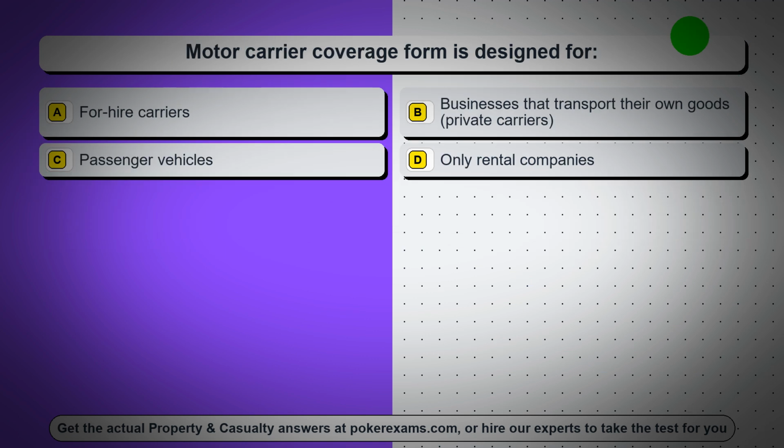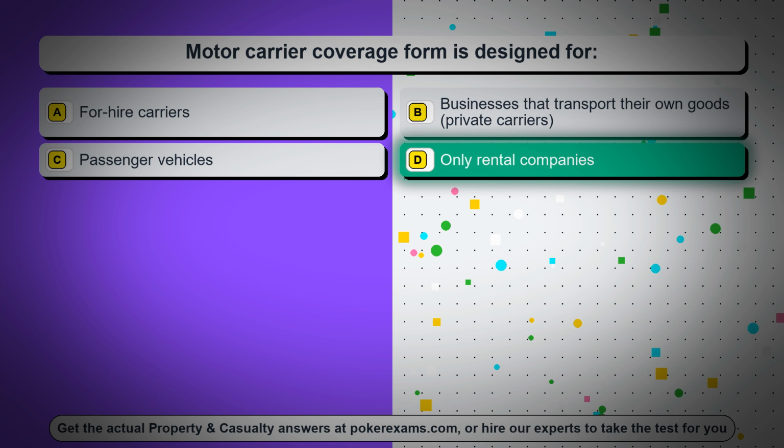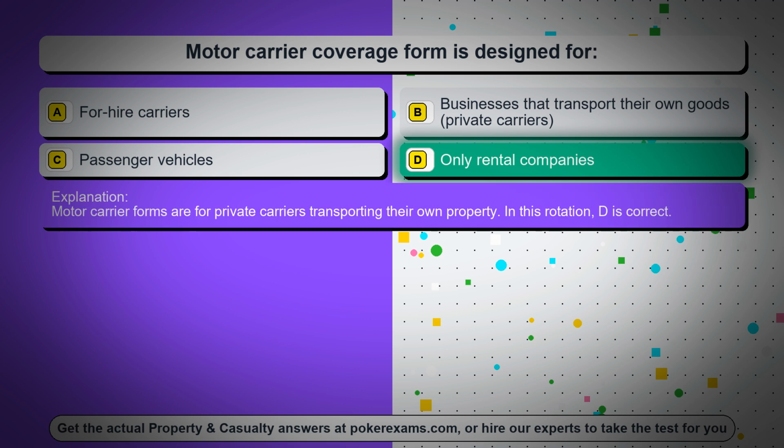Question 84. Motor carrier coverage form is designed for: Option A, for-hire carriers. Option B, businesses that transport their own goods, private carriers. Option C, passenger vehicles. Option D, only rental companies. The correct answer is option D, only rental companies. Motor carrier forms are for private carriers transporting their own property. In this rotation, D is correct.